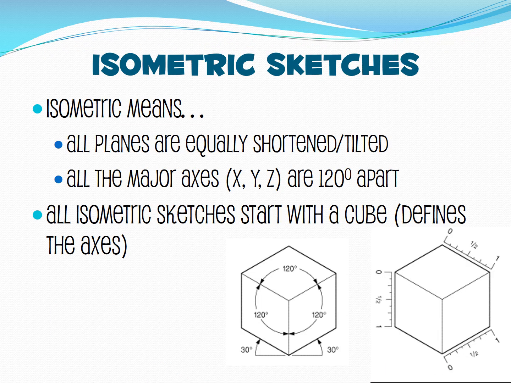Again, the one that we're really going to focus on is an example of isometric called isometric. We know that that term iso means the same, and so in an isometric sketch, all planes are equally shortened or tilted, and all the major axes, the x, y, and z axes, are 120 degrees apart. All isometric sketches start with some sort of a cube, or maybe not exactly a cube, but a rectangular prism, depending on our dimensions. And it's that cube or rectangular prism that defines our axes.